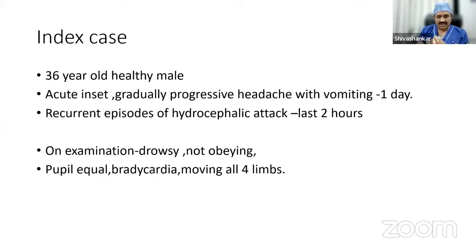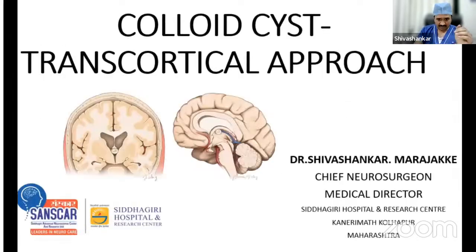So coming to the present index case, that video I'm showing, he's a 36-year-old male who presented to us with acute onset, gradually progressive raised ICP headache with multiple episodes of vomiting of one day. And he developed recurrent episodes of hydrocephalic attack in the last 2 hours before presenting to us. When he presented, he was drowsy, not awake, and pupils were equal. There was a bradycardia. Still, he was moving all 4 limbs. So this is a video that I'll be showing here.